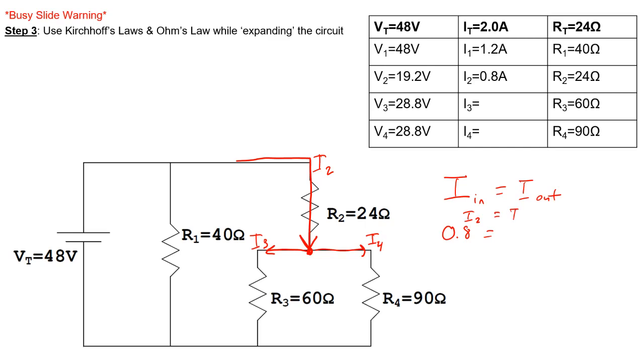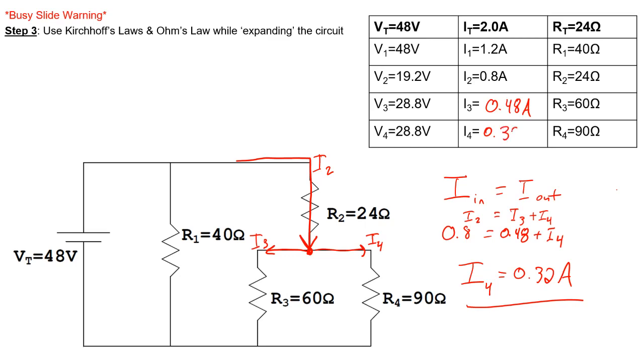The current leaving that junction is I3 plus I4. We just found that our current 3 is 0.48 amps, plus current 4. We can do a small bit of math here to find that our current through branch number 4 is going to be 0.32 amps.